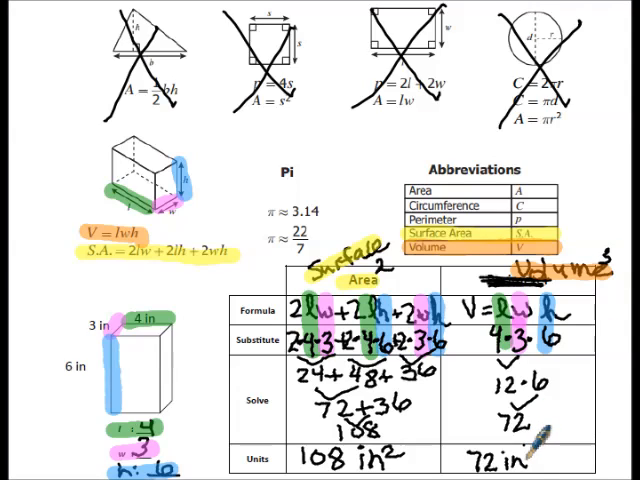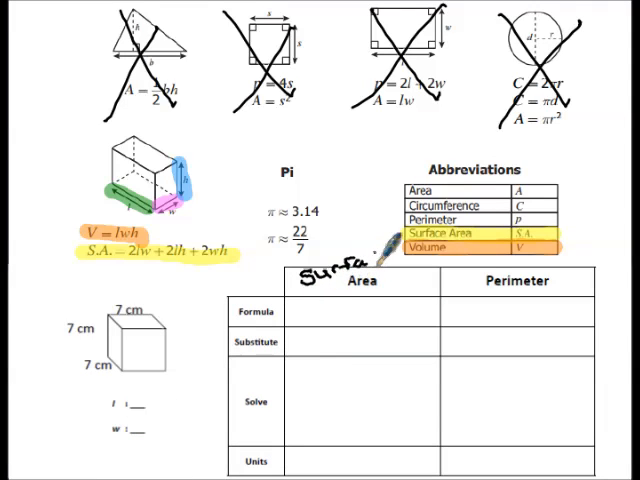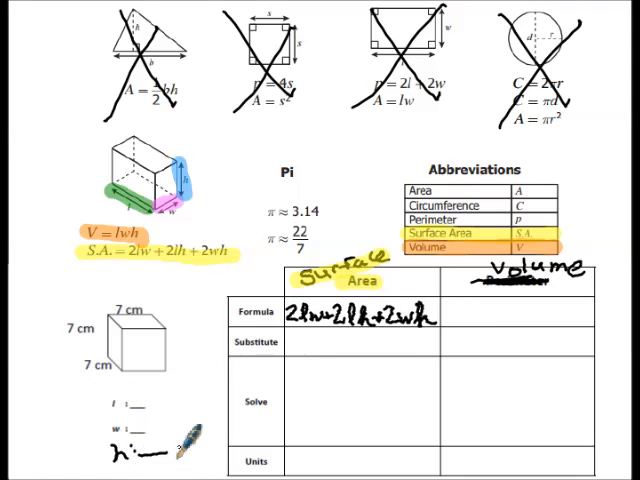And it's volume, so it's how many cubes can fit into that rectangular prism. So we have 72 inches cubed. Now I want to find the surface area and the volume of this cube. So the surface area formula is going to be 2 times length times width plus 2 times length times height plus 2 times width times height. And I need to find the length, width, and height of that shape.